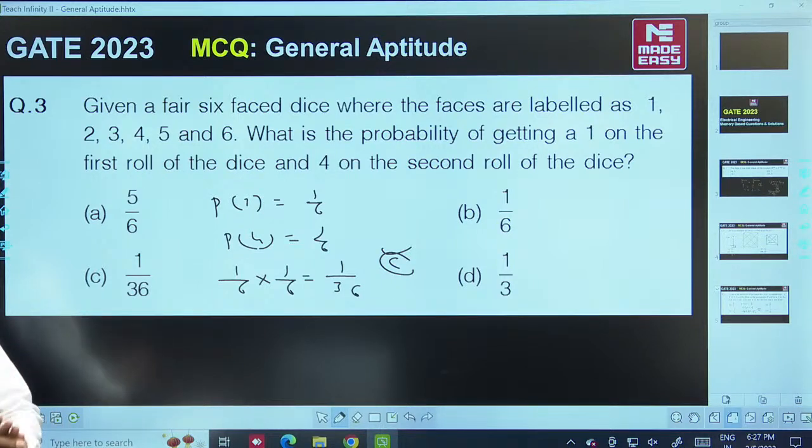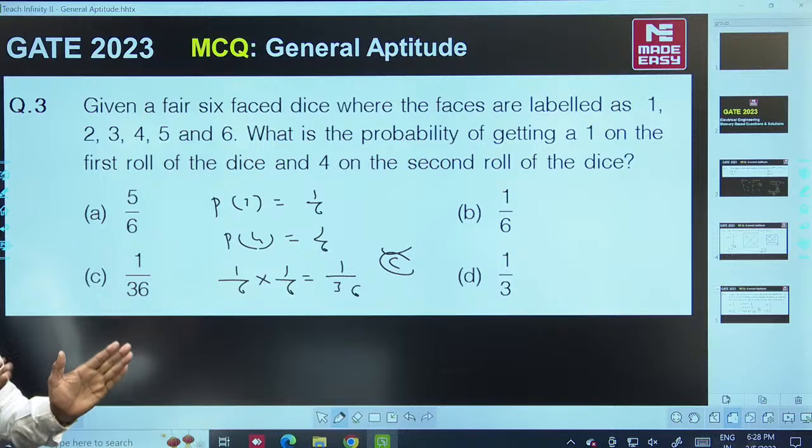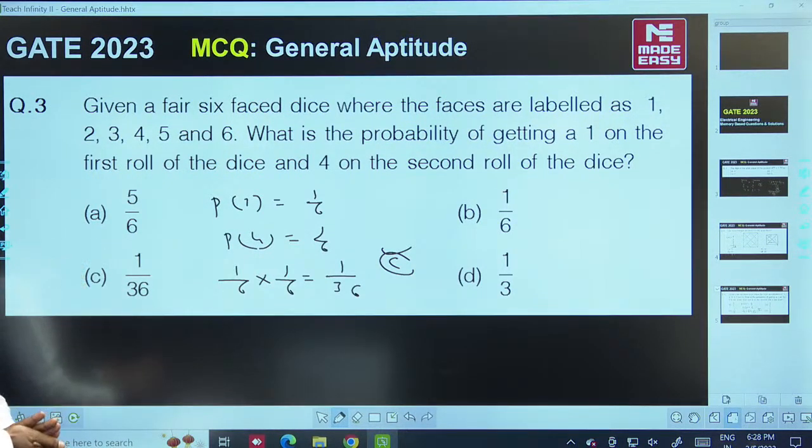First problem, you have taken the unit place, that is 7 is the answer. Second one, I told you, number of triangles 20. Third one is probability of 1 and 4 both together, 1 by 36.